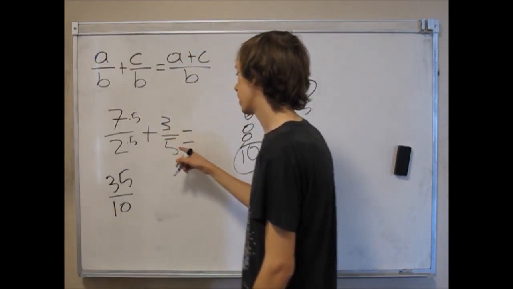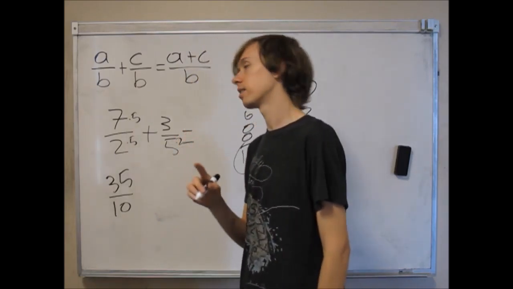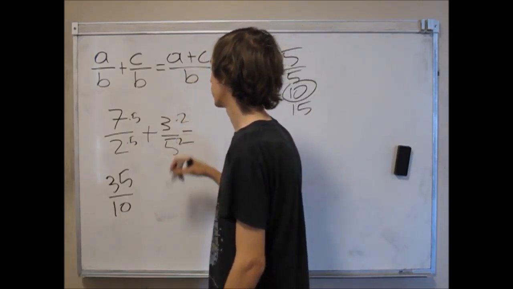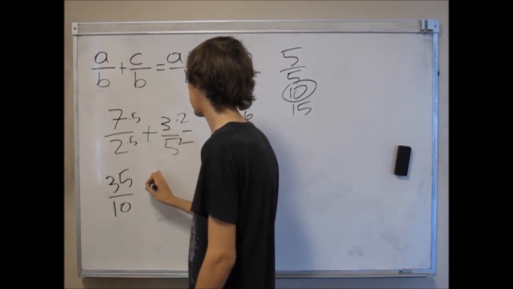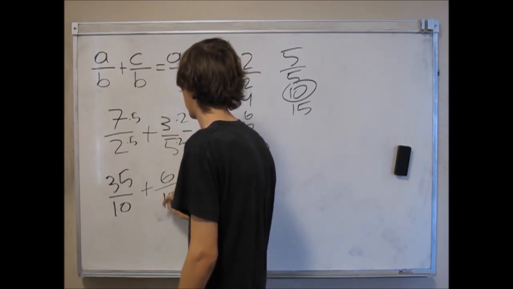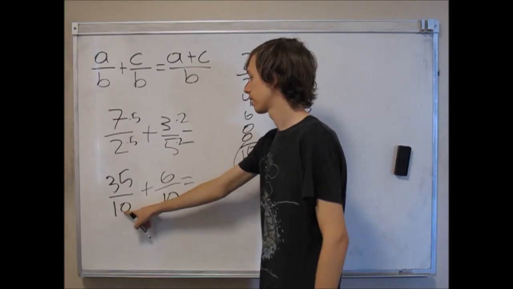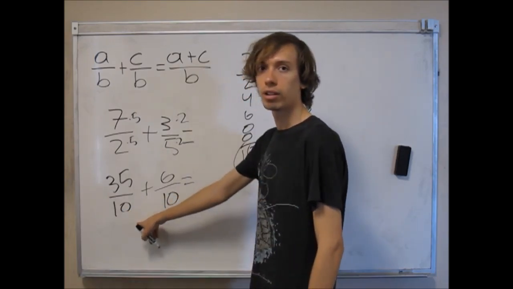Over here, we have to do the same thing. To get 5 to equal 10, we have to multiply that by 2. And so if we do it to the bottom, we're going to do it to the top. 3 times 2, that's going to be 6. And 5 times 2 is going to be 10. So now we have both of the denominators the same. And now we can do our addition.